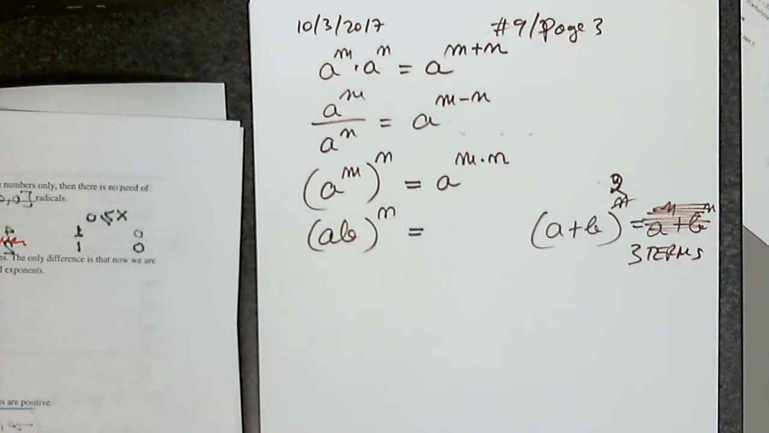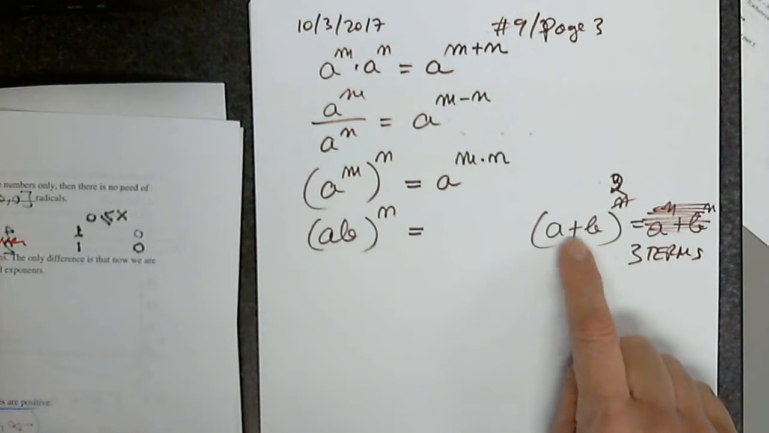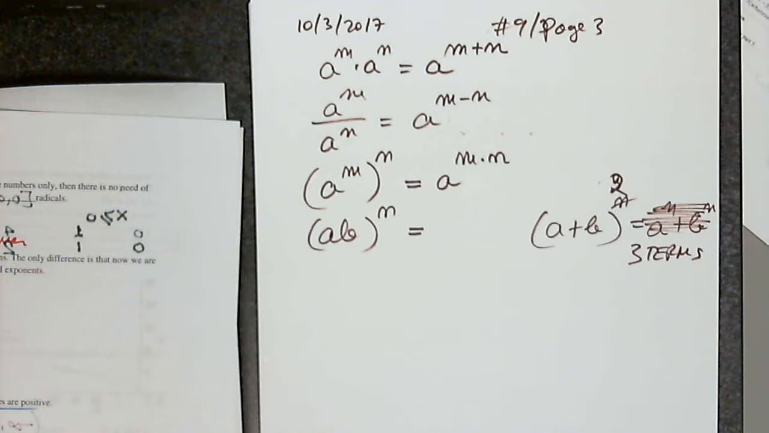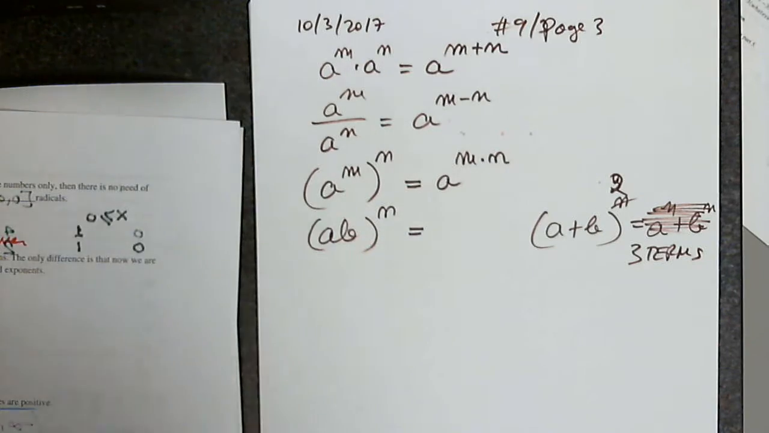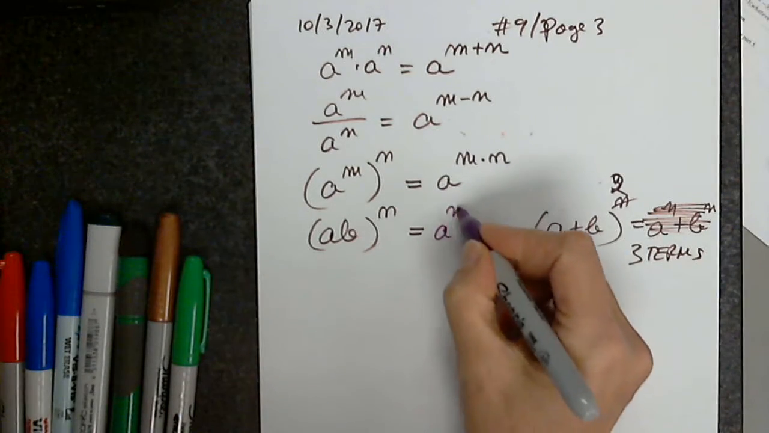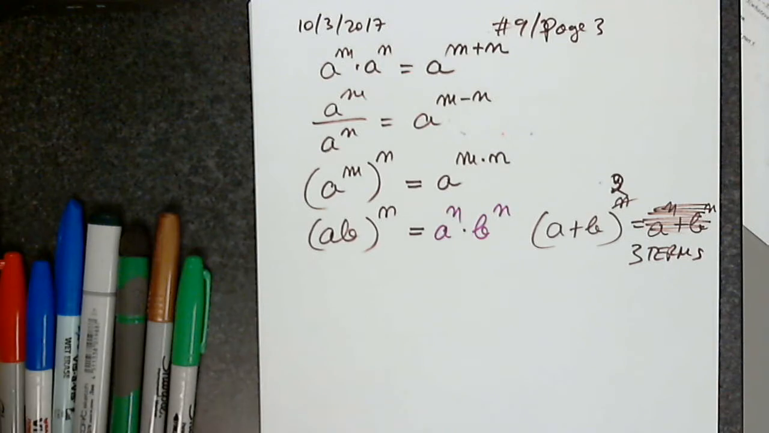Good. So please do not confuse the product of two factors raised to a power with the binomial or the sum of two terms raised to a power, which is totally different. I'm not saying you would, but I've seen this so many times. So what do I write? Nth power multiplied by b to the nth power. Excellent. Next one.